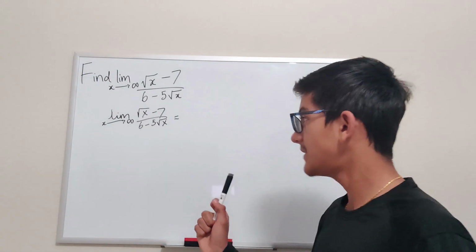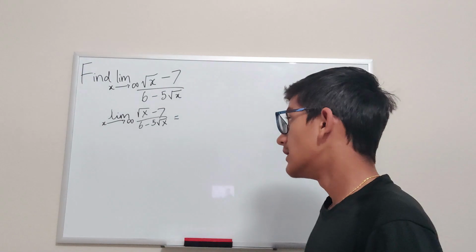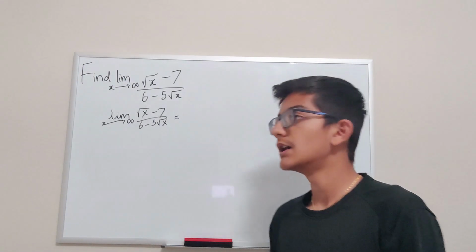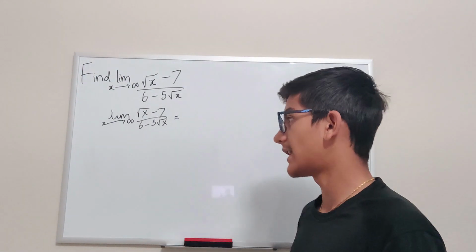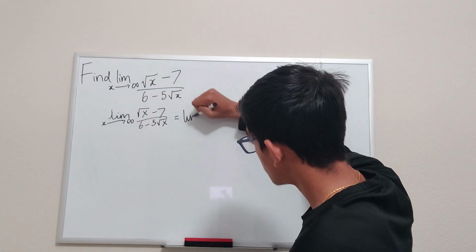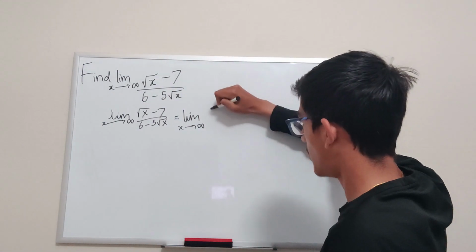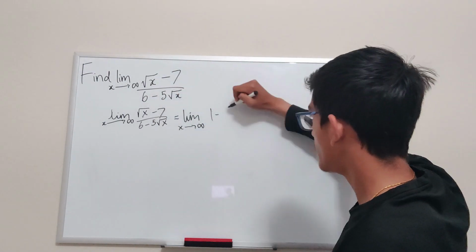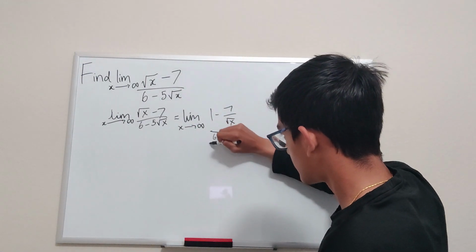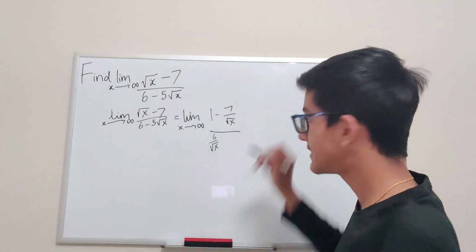So you write down your starting limit, and the way we're going to solve this is we're going to employ a method called dividing by the largest degree variable, and in this case the largest degree variable is root x. So we're going to divide by it, root x. So the root x over root x is 1. Negative 7 over root x is just negative 7 over root x. 6 over root x is, like I said, 6 over root x. And negative 5 root x divided by root x is negative 5.